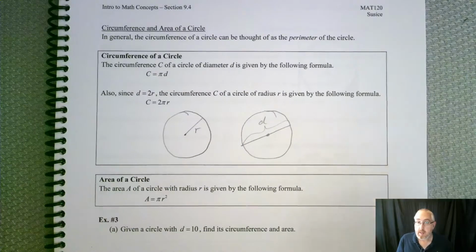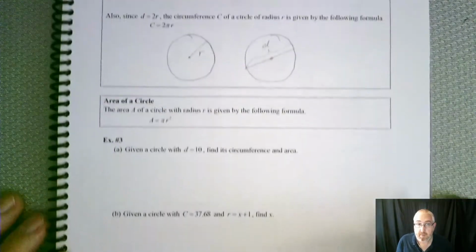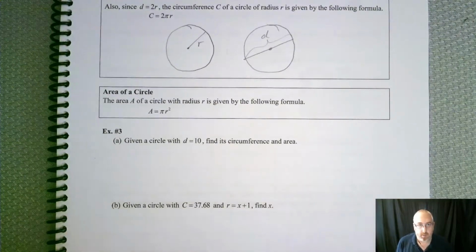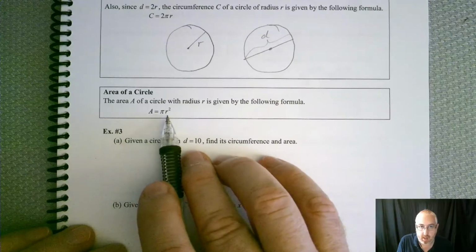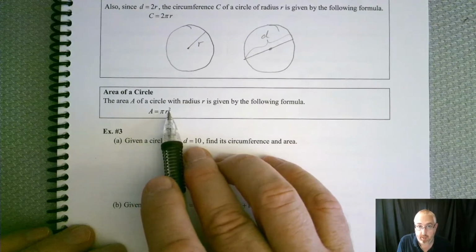All right, so that's pretty cut and dry. But now for area, they typically only use one formula. They don't have one for the radius and one for the diameter. They just have one for the radius. So pi times r to the second power, so r squared.